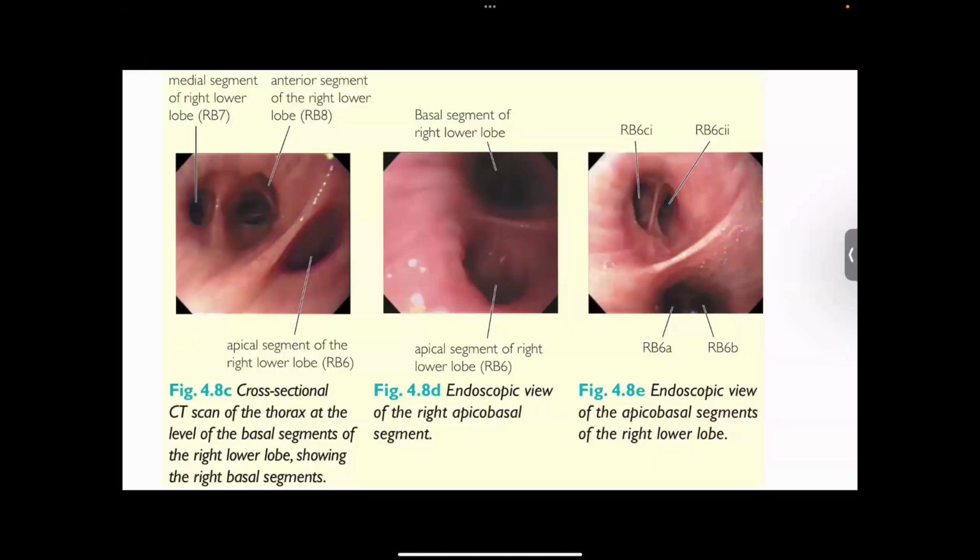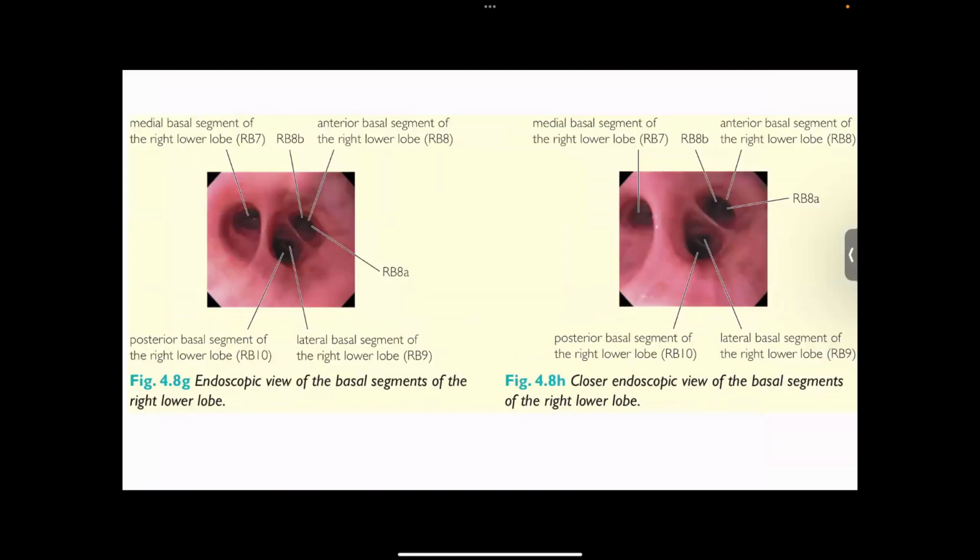But what is very important is that we cannot always visualize it like this, with B8, B9, and B10 in order. Let's see this bronchoscopic picture. This is the B7, it's fine. Here we can see this is the B8 because it's located anteriorly. Now these two have a common trunk. Inside we have to see that B9 is here and B10 is here.